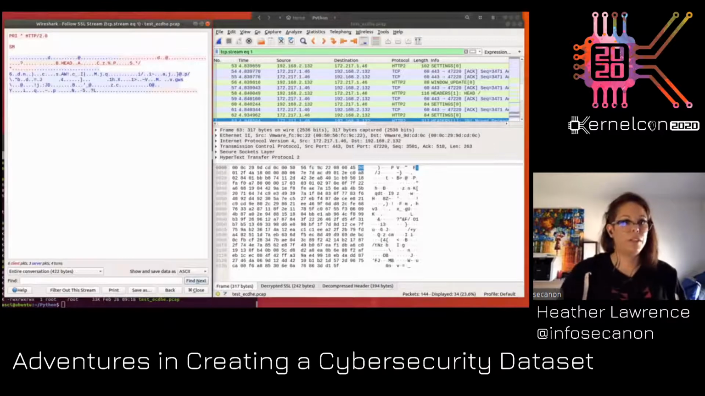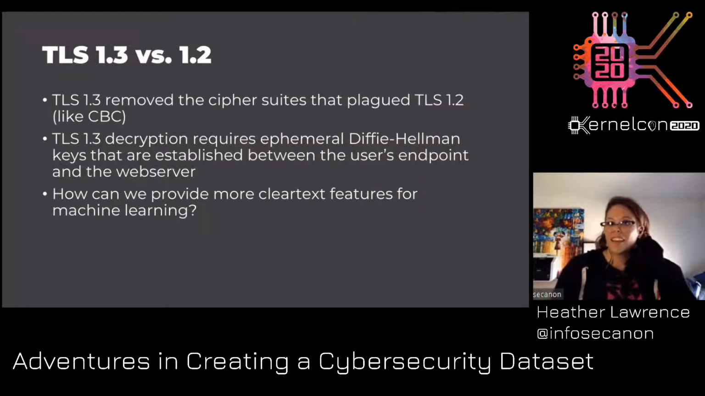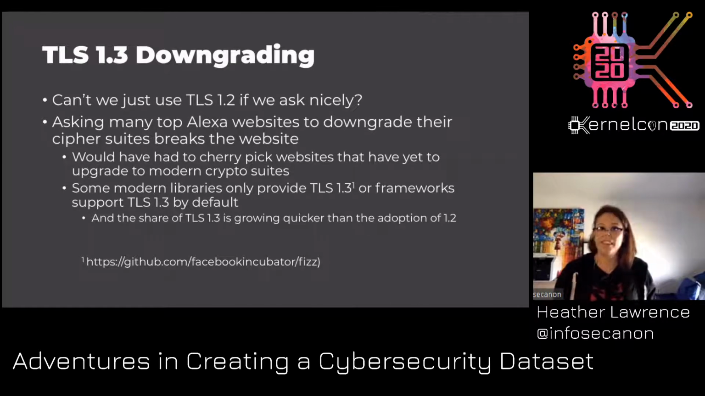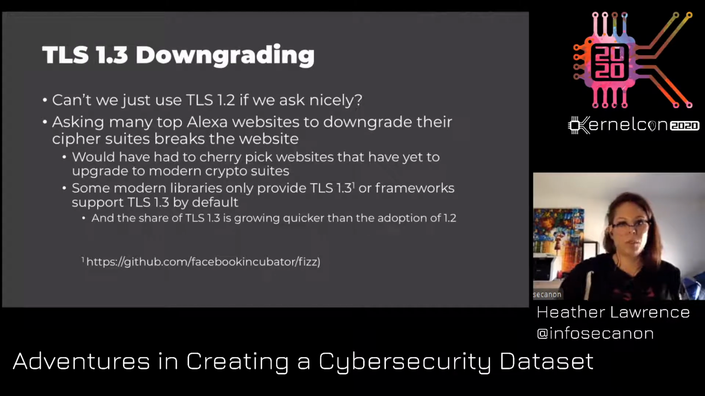Here you can see an HTTP2 header, and you can't read anything. Neither will a machine learning feature. Then TLS 1.3 to 1.2. 1.3, as we all know, removed the cipher suites that plagued 1.2, like CBC. And 1.3 requires ephemeral Diffie-Hellman keys that are established between the user's endpoint and the web server. So how do we get clear text features if the keys are between the user's endpoint and the web server? Well, what if we ask nicely, hey website, can you just use 1.2?